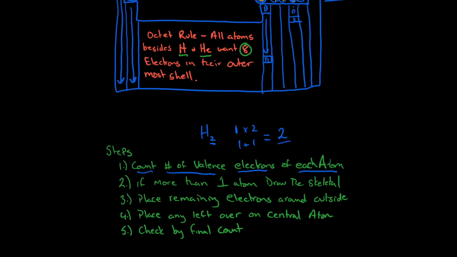If I have more than 1 atom, then I draw the skeletal structure. We're going to do this again down here, but let's just say the skeletal structure for hydrogen is going to be this. This line represents a single bond. This represents a double bond, like this, easy. This represents a triple bond, and generally you're not going to have a quadruple bond. So this is the skeletal structure for hydrogen, H2.